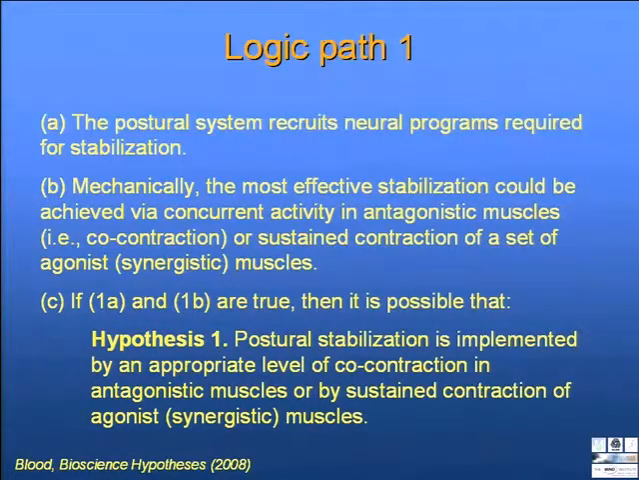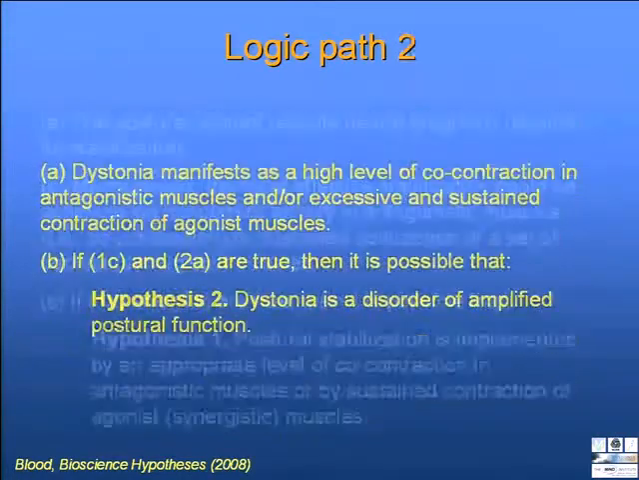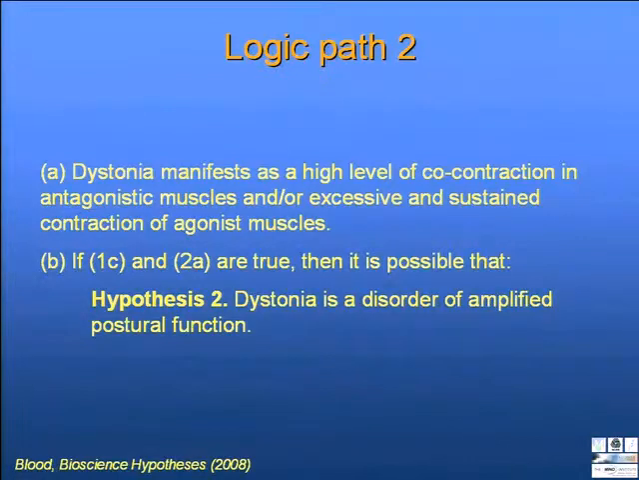So if both of these things are true, then it's possible that this is how the body is actually implementing its postural systems. It's using these co-contraction mechanisms, which we don't think of. If you were to overdo it with a co-contraction, it would look weird. It might look like you have a movement disorder. But a more subtle level of it may be the way in which the body implements stabilization. We also know that dystonia manifests as a high level of co-contraction, either of antagonistic muscles or groups of agonists. So if what I just told you is true, then it's possible that dystonia is simply a disorder of amplified postural function.